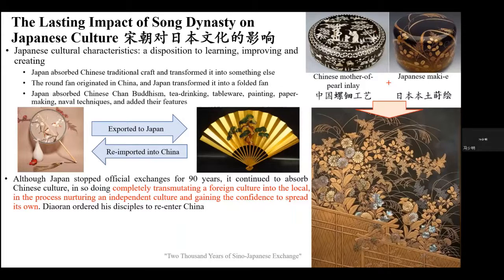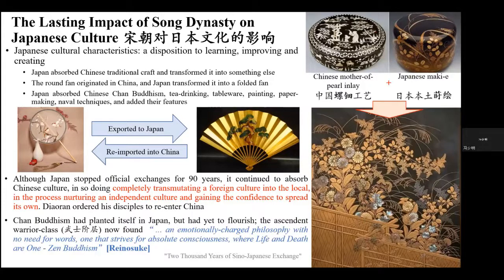Diaoran then ordered his disciples to continue to enter China and to learn, to keep learning, right? By this time, Zen Buddhism had already planted itself in Japan, but yet to flourish. The ascendant warrior class now found in Mr. Reinosuke's words an emotionally charged philosophy with no need for words, one that strives for absolute consciousness, where life and death are one. And that is Zen Buddhism. And this Zen Buddhism was absorbed strongly by the Bushido.